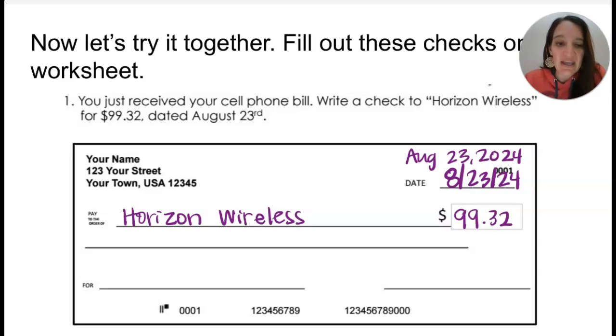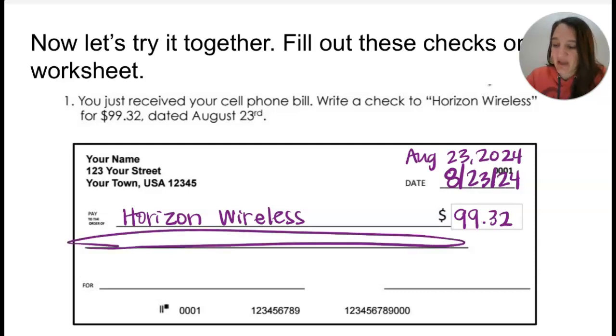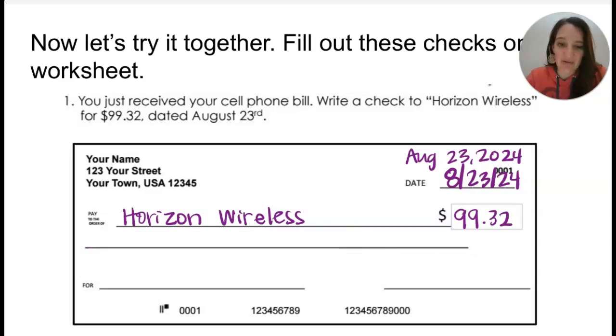That's also why you have this area right here to write that amount. If my check got stolen and someone tried to get $100 out of it, my bank could read this and be like, that's not $199. That says 99. And most of the time it will say dollars right here, so you don't have to write $99, but you'll write 99.